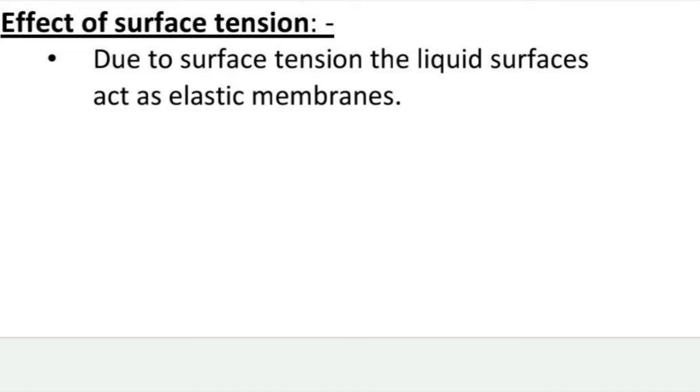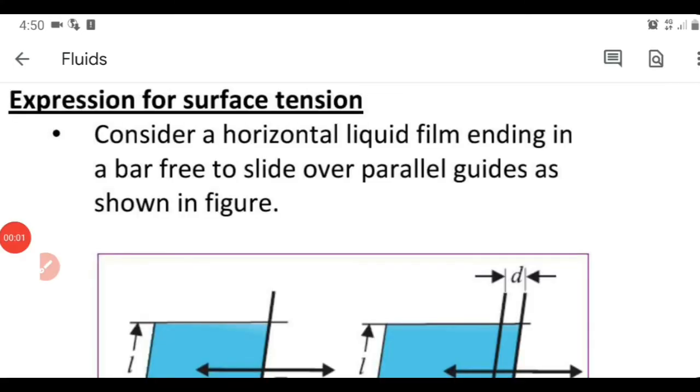That is why the liquid drop takes a spherical shape, to minimize the surface area, and it is because of the property of surface tension. So we can have many examples for this surface tension. Now we have an expression for surface tension, or it is the same as the proof for the fact that surface tension is the same as surface energy.